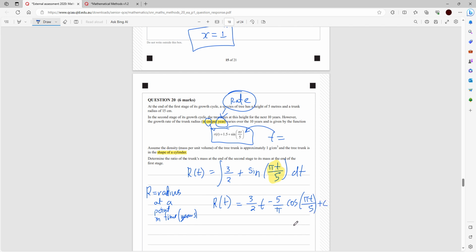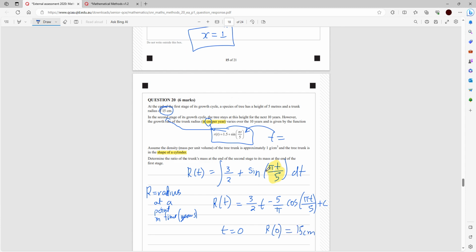So what is our constant c? Our constant c is our initial radius. So did we get told that at the start? At the end of the first... okay, so this function models the second stage of the growth cycle. So before the second stage, its initial radius we're told is 15 centimeters. So that means when t equals 0, capital R, or R of 0, is 15 centimeters.